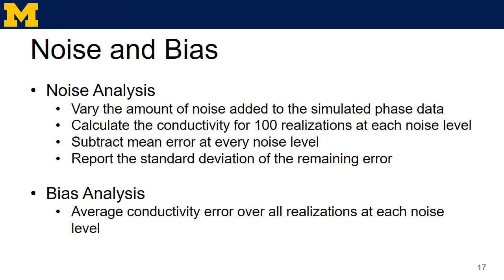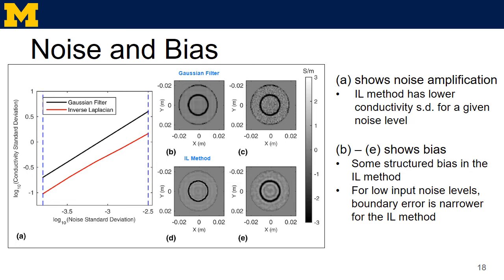To compare the noise and bias between the two methods, we ran our simulation reconstructions using 100 realizations at various input noise levels for our phase data. For the noise analysis, we subtracted the mean conductivity error at each noise level from all 100 realizations and report the standard deviation of the remaining error. For the bias analysis, we simply calculate the average conductivity error over all of the realizations at each noise level. The left side of this figure shows the results from the noise analysis.